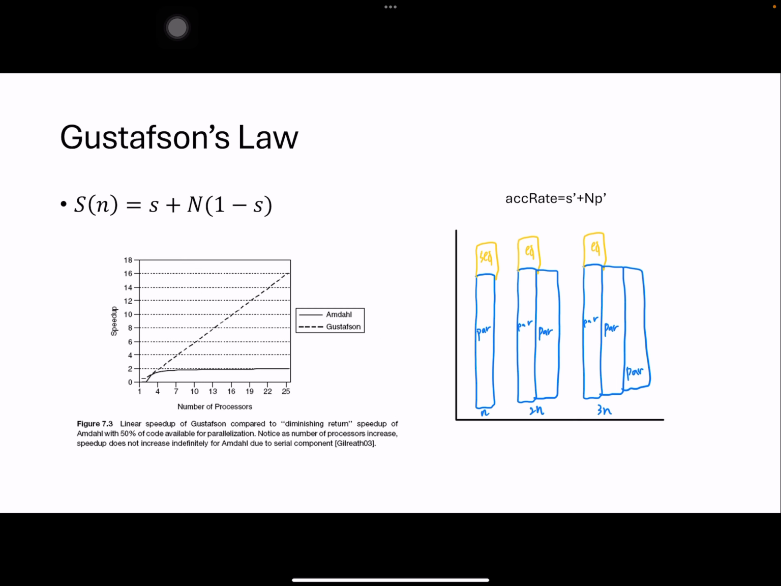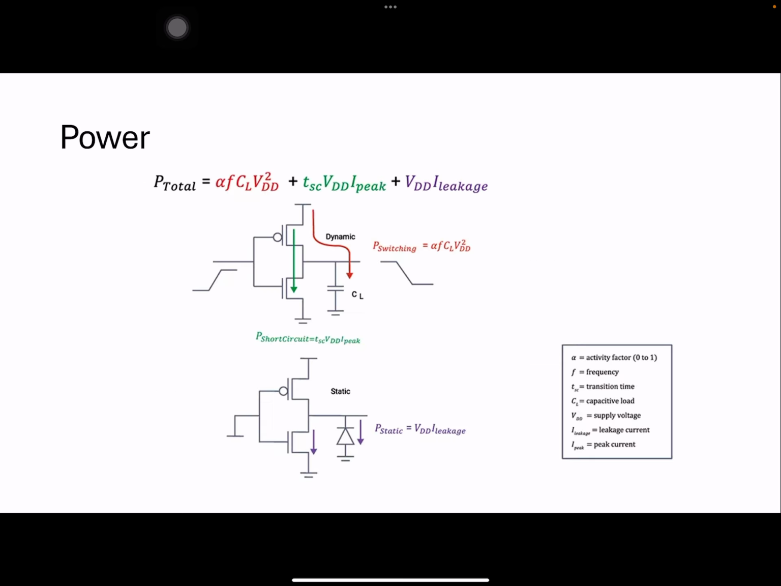It also explains the relationship between the number of processors, serial ratio, and acceleration ratio, but it focuses on different things. It can be seen from the formula that if the serial fraction is small enough, that is, the parallelism is high enough, then the acceleration ratio is proportional to the number of CPUs. And the power. The total power is dynamic power plus static power.